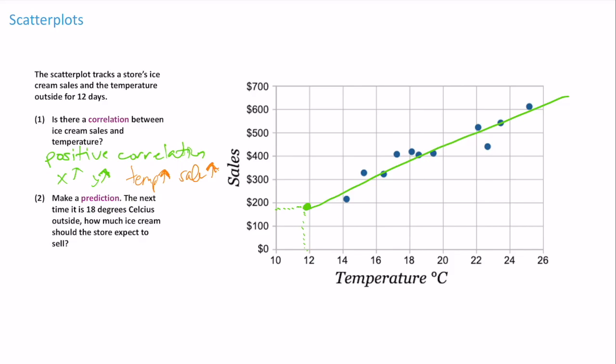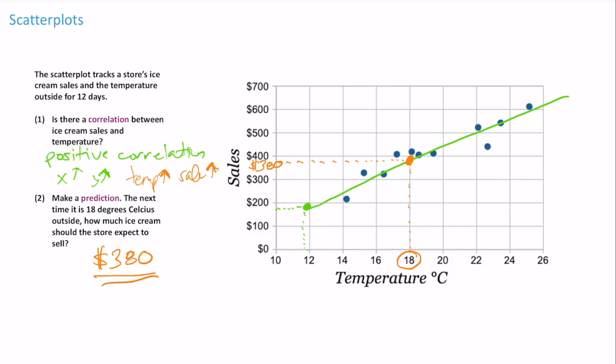Finally, make a prediction. The next time it is 18 degrees Celsius outside, remember 18 is right there. How much ice cream should the store expect to sell? Well, we'll just go up from there. It's right around here. Now, again, this is not exact, right? But maybe that's like $380. And if you did $375, something like that, that's totally fine. Remember, this is not exact, okay?